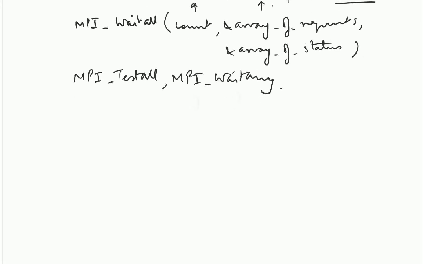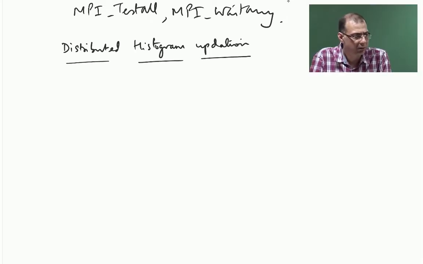Okay, so now let's look at a practical example where we are going to use non-blocking calls. Let's consider a simple example. This is distributed histogram updation. Okay. So histogram updation everybody knows, right?